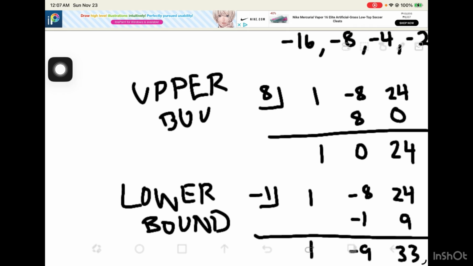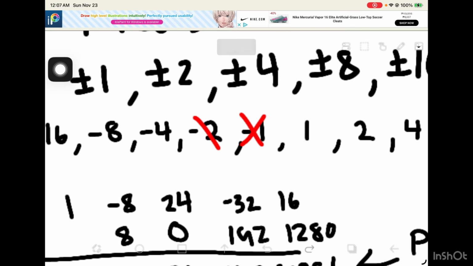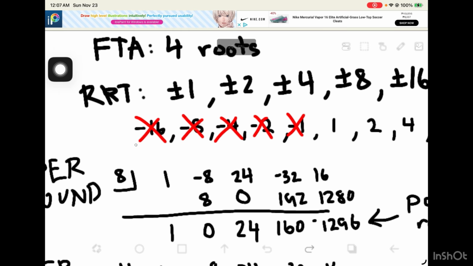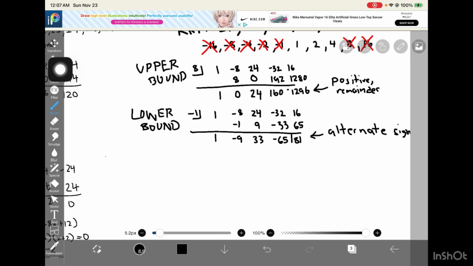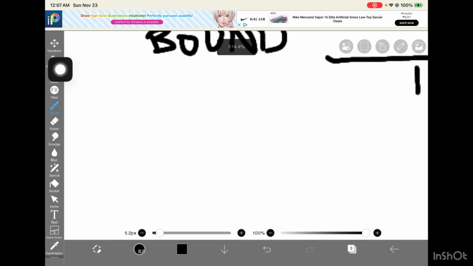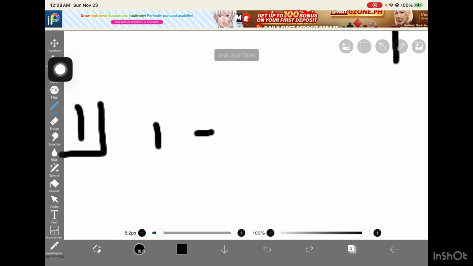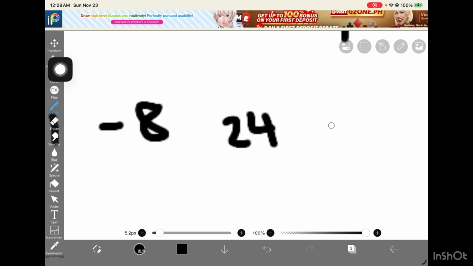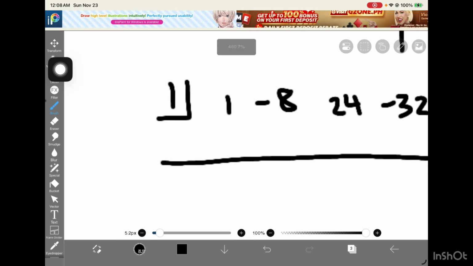So because we managed to eliminate all of the negatives, we're only left with 3 roots. 3 roots is a small enough number that we can just manually solve for it. So let's try. Let's first try doing 1. So 1, negative 8, 24, negative 32, 16. And then we drop 1.